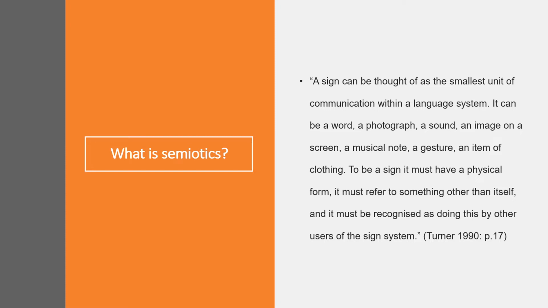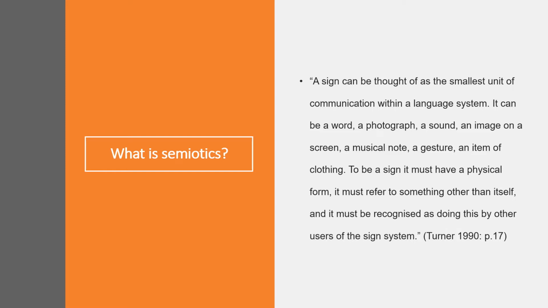First, a sign is the smallest unit of communication in a language system. For example, it's a word, it's a photo, it's a sound and an image on a screen, it's a musical note. Second, a sign has a physical form. You must be able to hear it, see it, touch it, sense it in some way for it to be considered a sign.